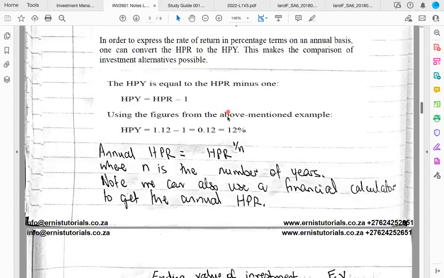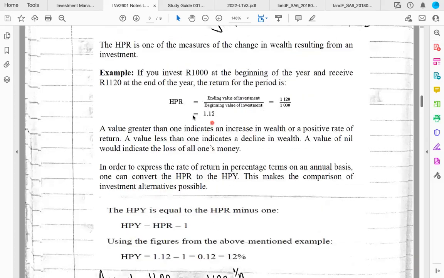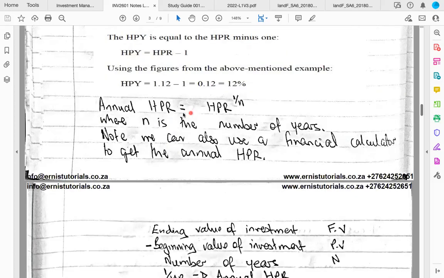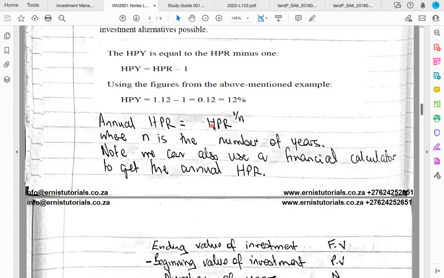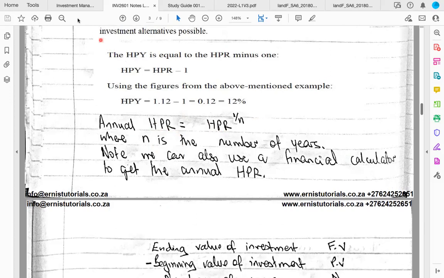However, we will have to calculate an annual HPR. So we will start with a 3-year HPR, and then we'll need to convert that 3-year HPR into an annual HPR, where n is the number of years, and we can use this relationship. Annual HPR is equal to the HPR to the power 1 over n.